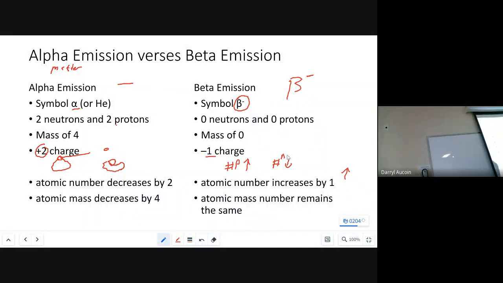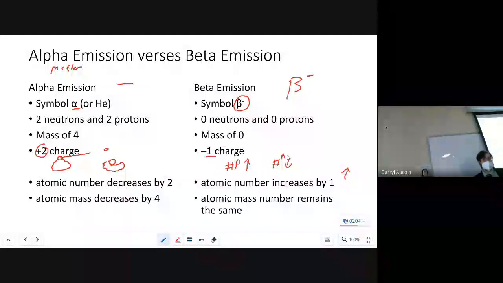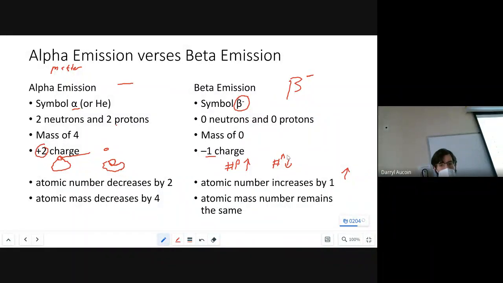So you go from 16 to 17, or 19 to 20, or 33 to 34. Your atomic number is going to go up by 1. And then the atomic number is going to go up, but the mass doesn't change. So whatever the mass happened to be, the total number of protons and neutrons, that doesn't change. That number stays the same, but the atomic number is going to go up.